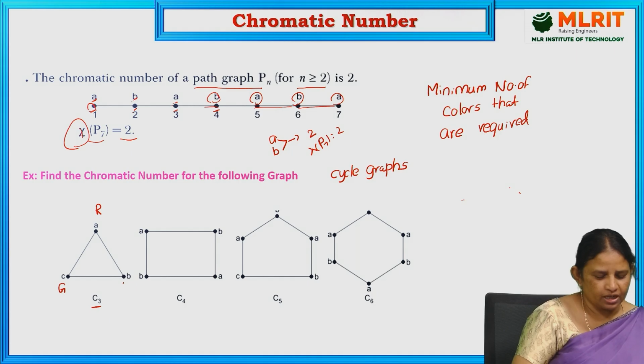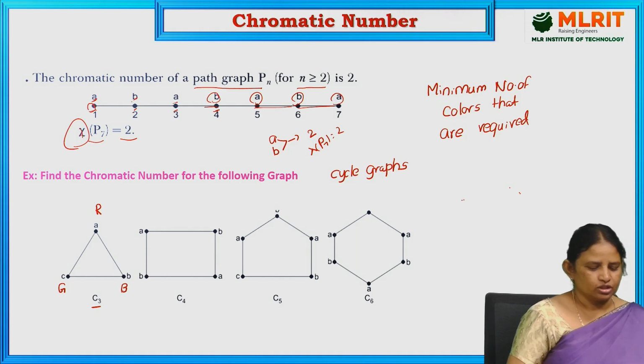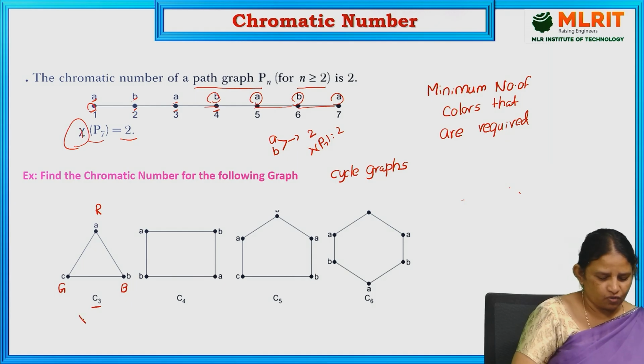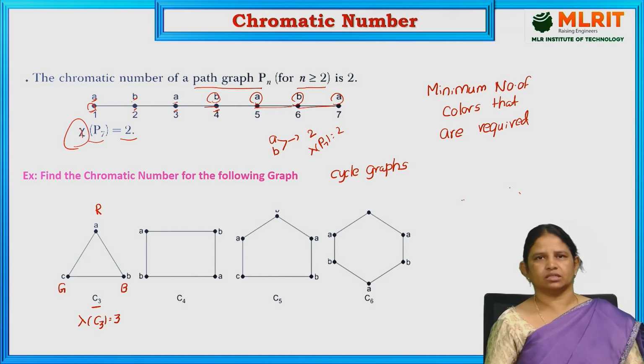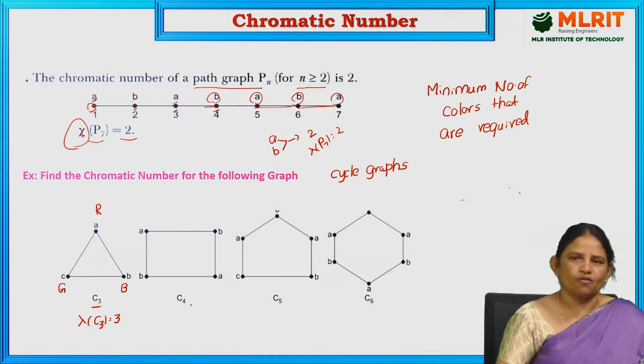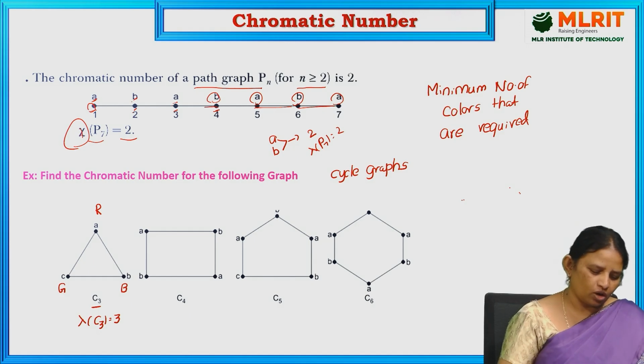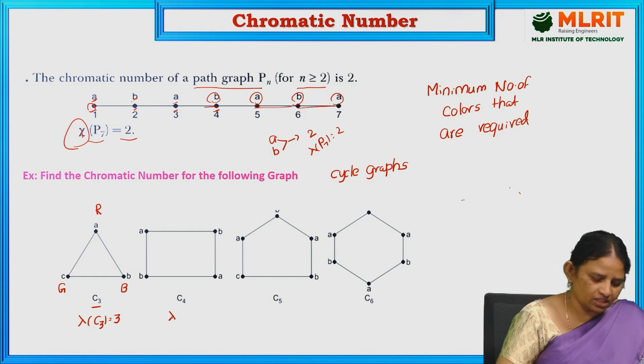So for B, don't use red or green. We can use another color, blue. So what is the chromatic number for cycle graph 3? That is 3. Next, this is the cycle graph of 4. That means 4 vertices can form this cycle, so we can call it cycle graph 4.